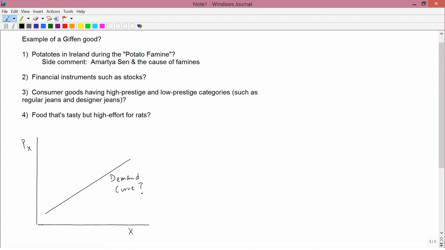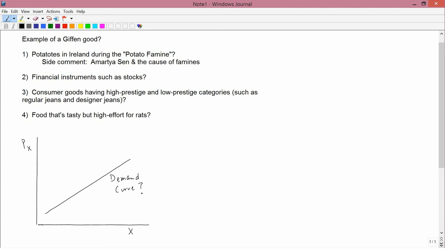It does exist in theory. We already saw that. I already sketched indifference curves that generated a Giffen good. But does it exist in the real world? The first traditional way to answer this question is yes, and to point to your point number one, potatoes in Ireland during the potato famine.